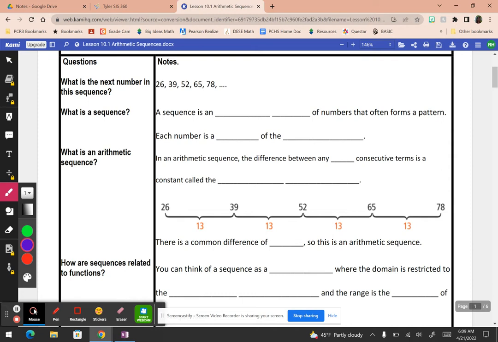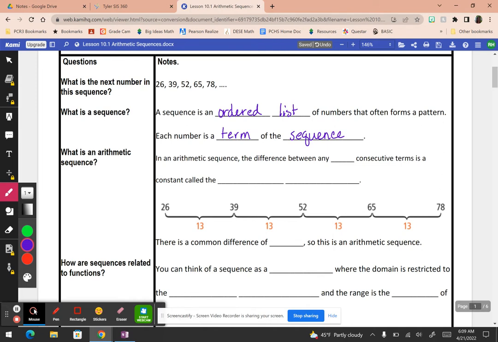So a sequence is an ordered list of numbers that often forms a pattern. Each number in that list is a term of the sequence. Okay, so we call each number in the list a term.